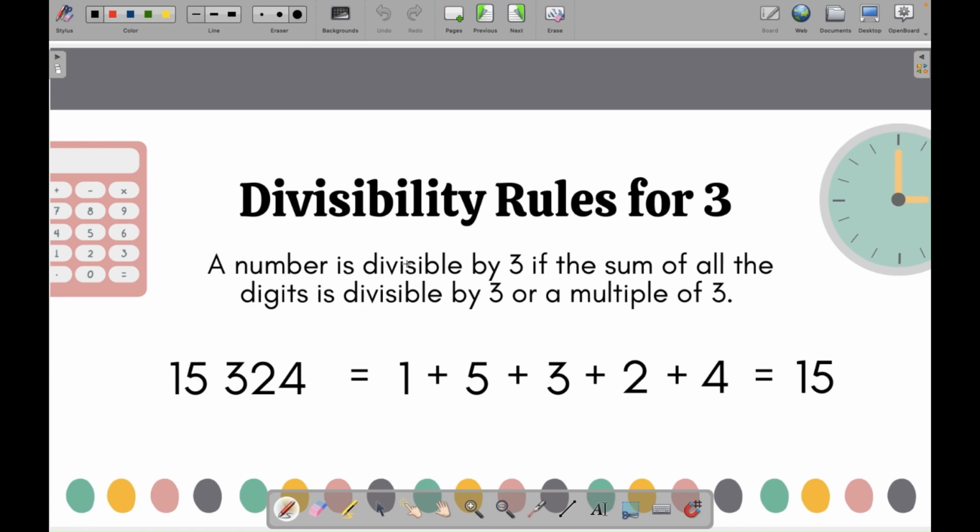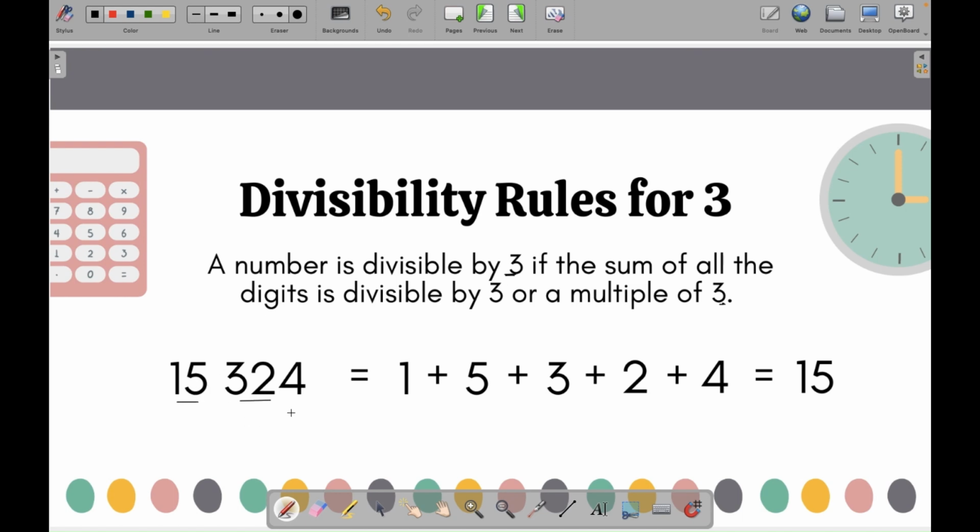Then we move on to the divisibility rule for 3. A number is divisible by 3 if the sum of all the digits is divisible by 3 or a multiple of 3. So we have 15,324. We have to check whether 3 is a factor of this number or not.